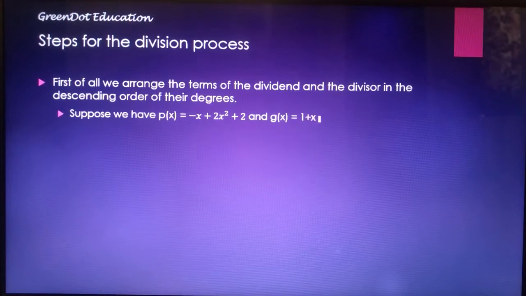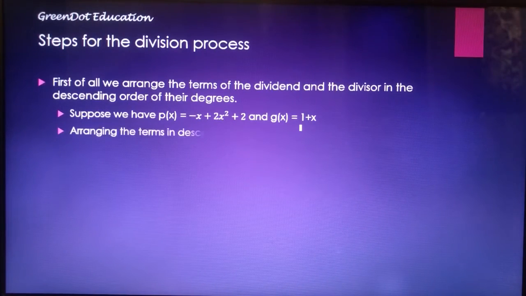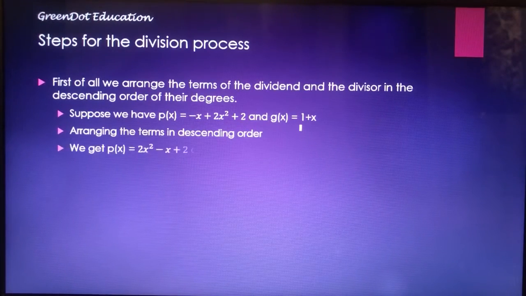Here the degree of the polynomial is 1, but the variable term will always be first and the constant term will be last. Hence, arranging these terms in descending order of the degrees, we get p of x equal to 2x square minus x plus 2 and g of x equal to x plus 1.